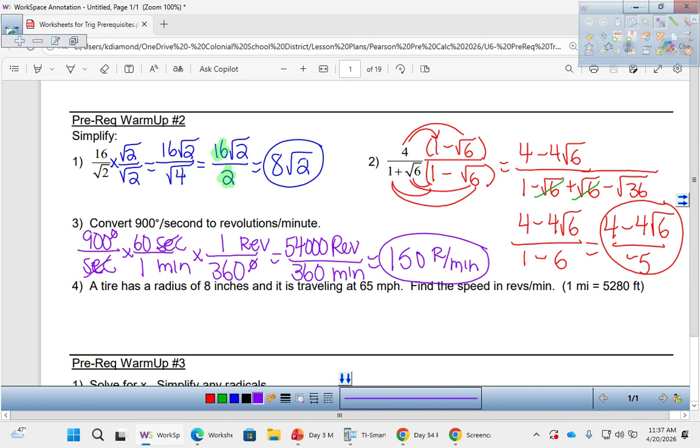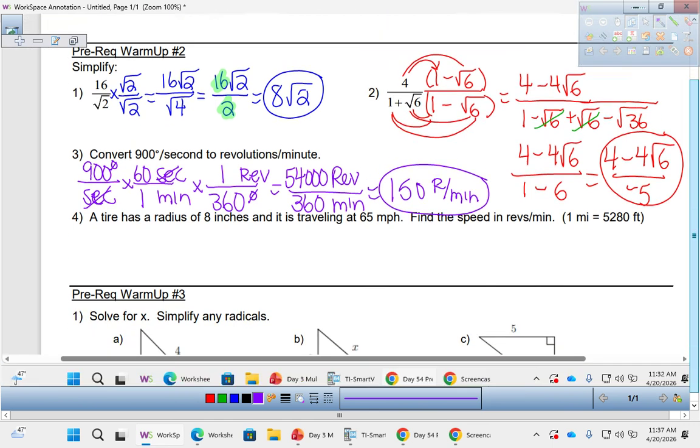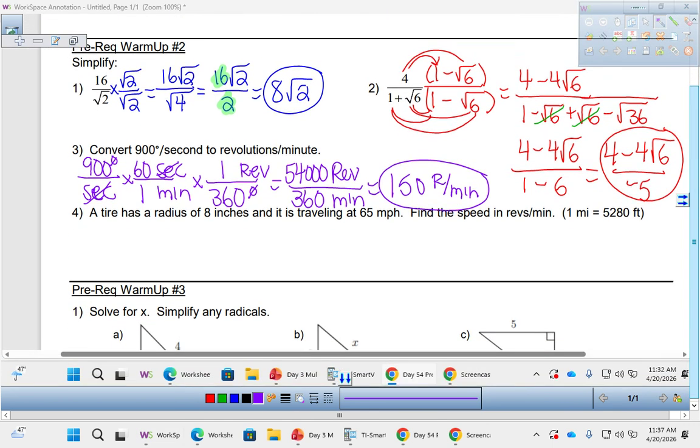The key to these problems is writing your units down, right? And putting units in opposite places to make them cancel out. Okay, last one here. A tire has a radius of 8 inches and it's traveling at 65 miles per hour. Find the speed in revolutions per minute.